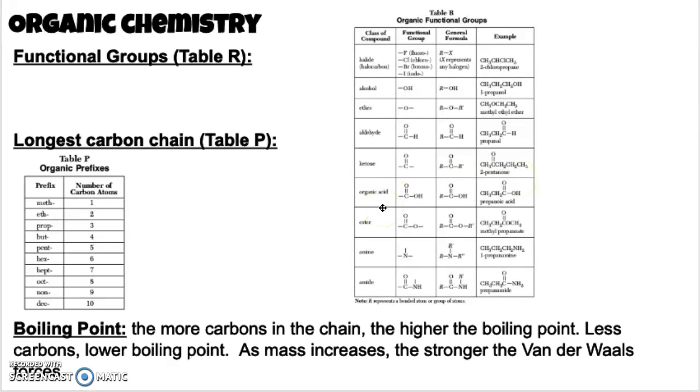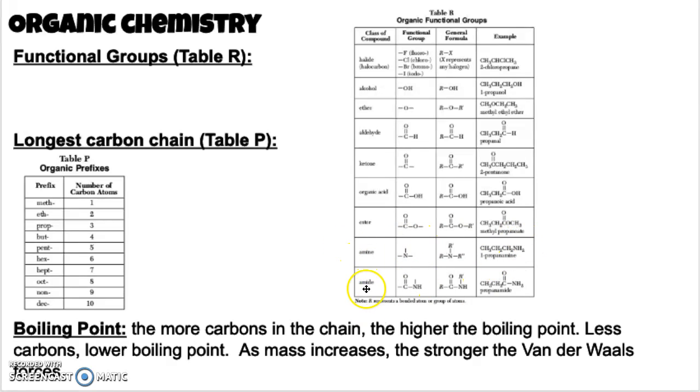Organic acids, an electrolyte group. They are a C double bond O and an extra OH. They are found at the end of compounds. And when you're naming these, you add IC to the end of the name and then acid. Esters come next. Esters are a C double bond O and then another O on the side, found somewhere in the middle of a compound. They end in OATE. And then amines and amides both have nitrogen.